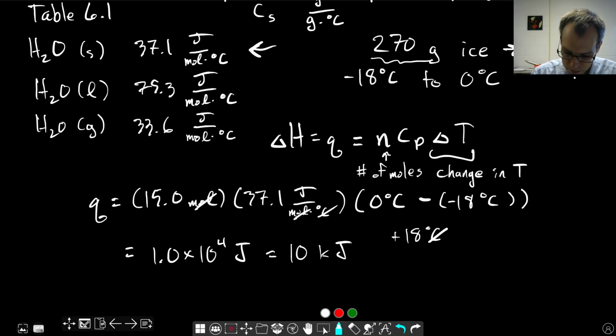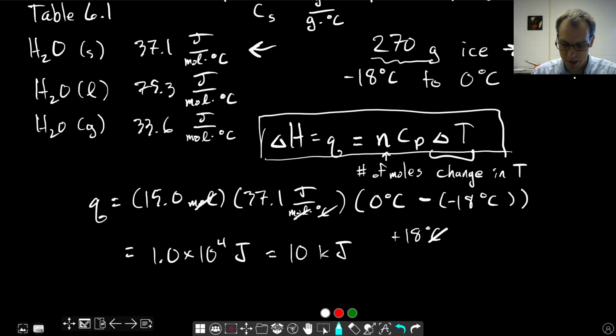All right, but the main idea here is this equation right here: the heat or energy associated with heating or cooling something. You need to know the heat capacity, you need to know how much of the substance there is, and then also what temperature change you're looking at. So this can be applied in multiple different situations, which we're going to see as we go into the future.